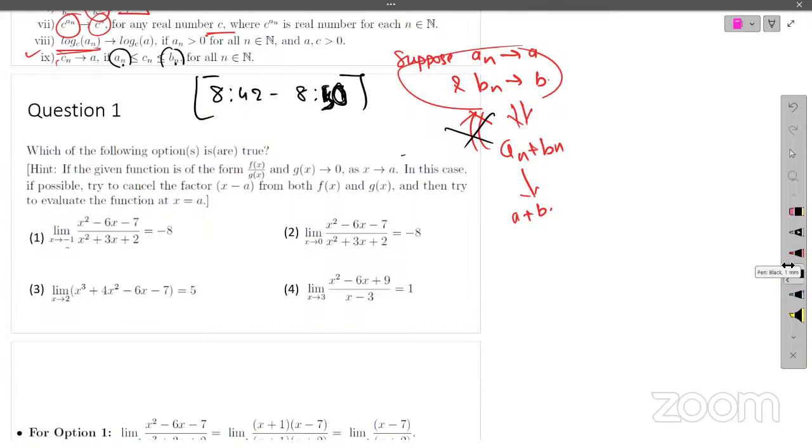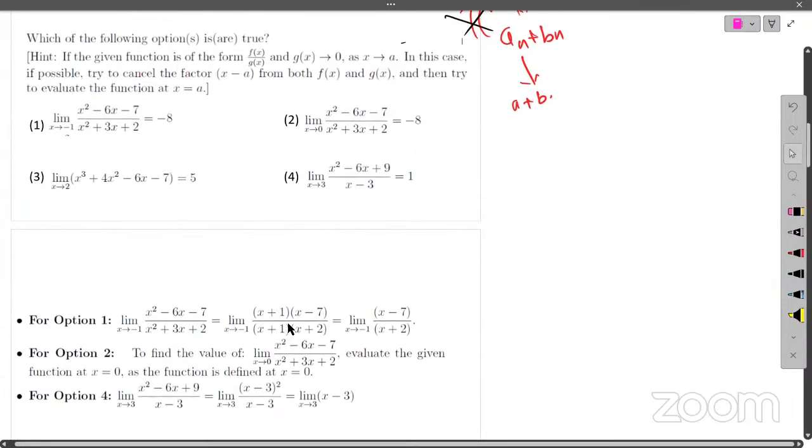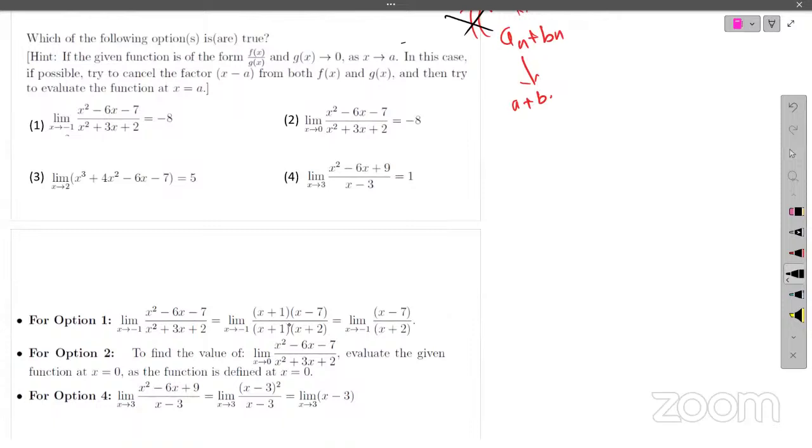Okay, so let's try to solve this question. I have some answers here. In the first option, if you factor out this quadratic polynomial over the numerator and denominator, we get these two factors, right? We want the product to be -7 and the sum to be -6. So the choices are simply 1 and -7, because if we multiply we get -7 and if we add we get -6. So we factor into x plus 1 and x minus 7.